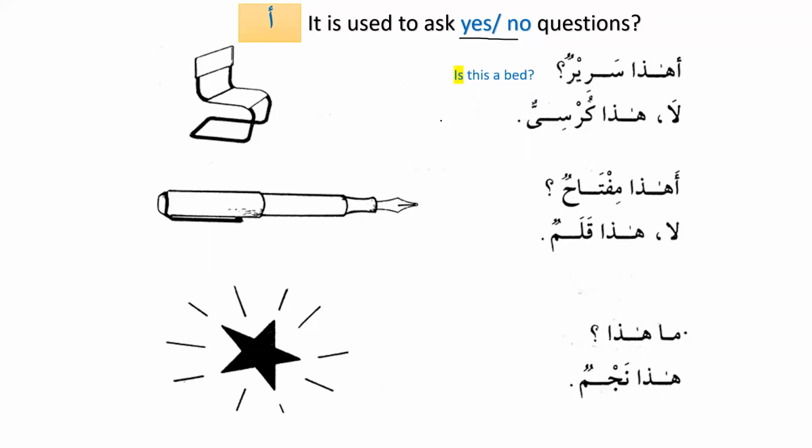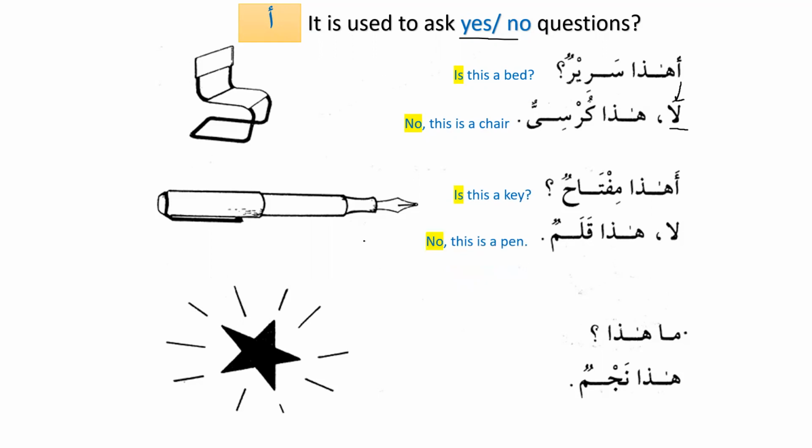So what is the answer? La, hadha kursiyun. No, it is a chair. So now it is confirmed that when the question is with a, then we have to give the answer with la or na'am. Ahadha miftahun? Is this a key? La, hadha qalamun. No, this is a pen.